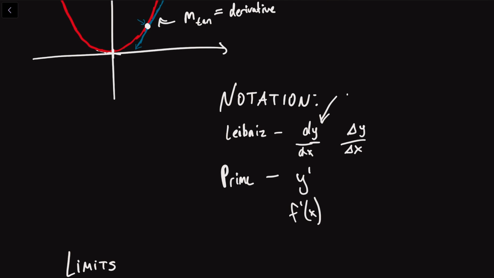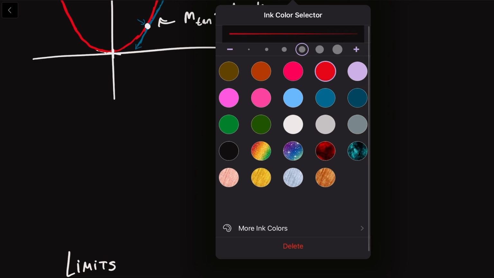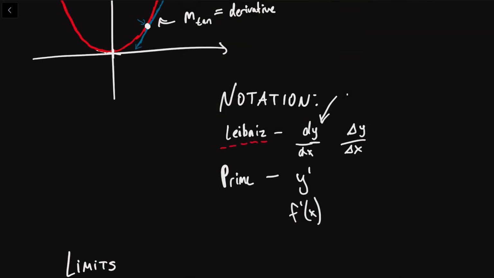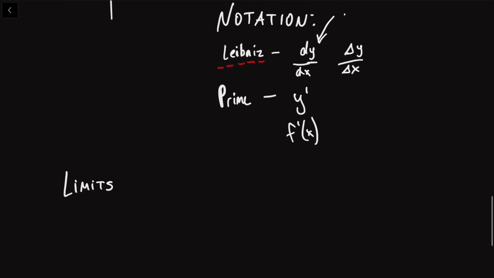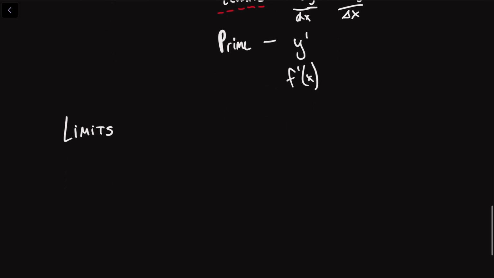That's nice. Leibniz is better. I'm sure your teacher prefers Leibniz over prime, but that's what you have. Okay, so now let's go into the formula of derivatives. But before that, we should probably talk about limits.